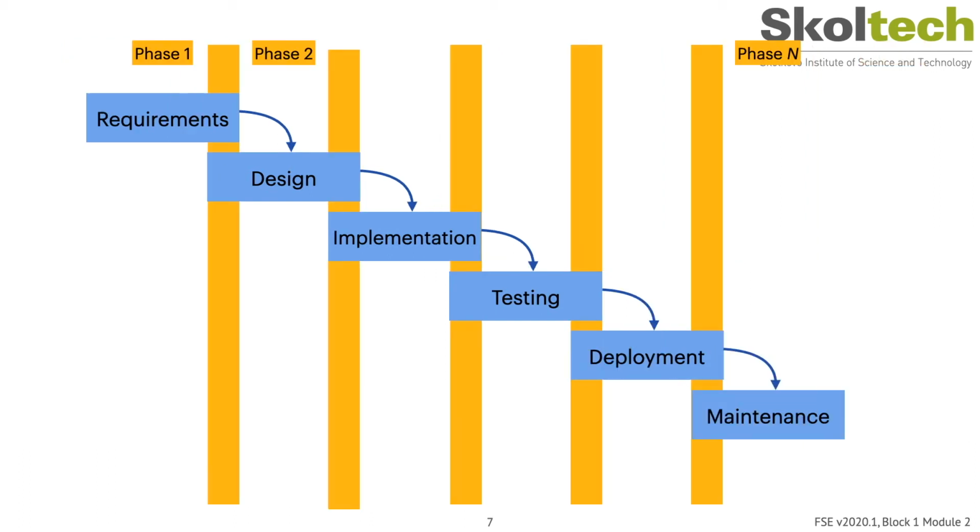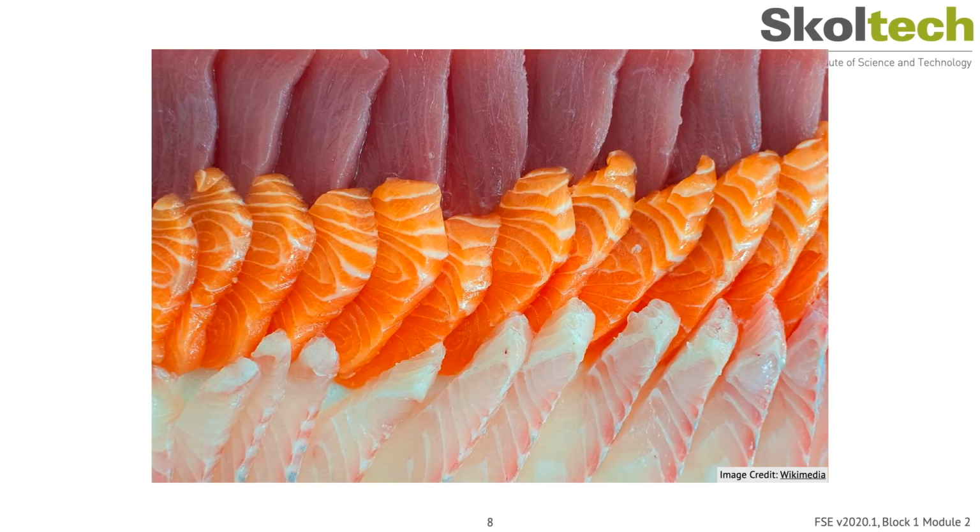The Sashimi model is the second model that we'll talk about. It's also called the Sashimi waterfall, or waterfall with overlapping phases. It's similar to the waterfall model, except that the steps are allowed to overlap, much as the thin slices of fish overlap in the Japanese dish sashimi.